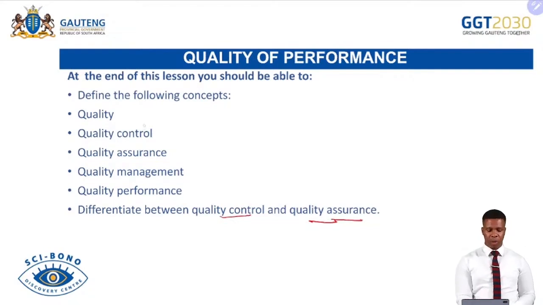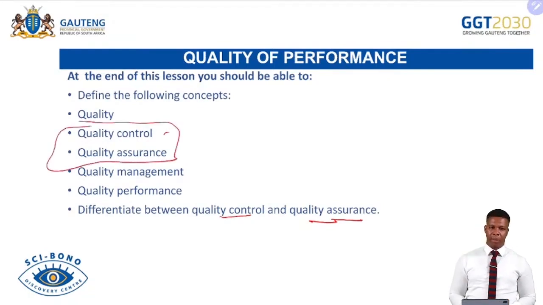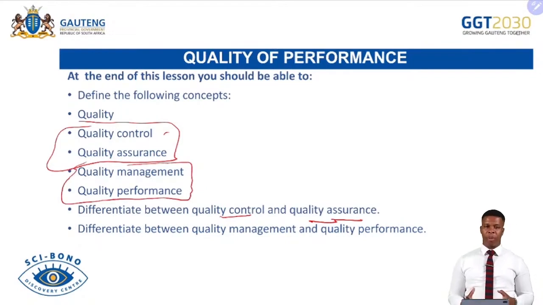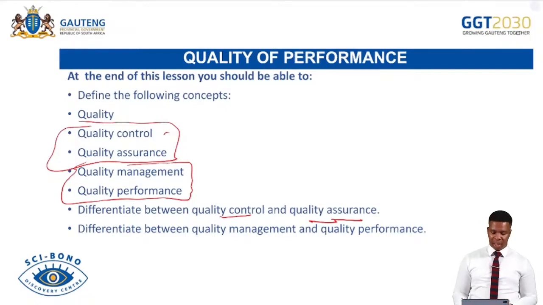You can't just study quality control alone. It's better to know the difference between quality control and assurance, because basically you have covered two aspects of your exam guideline. And then as we proceed, you should also be able to differentiate between quality management and performance. Be able to differentiate between the two. It gives you more marks, and this is how normally the questions are asked during the exam.